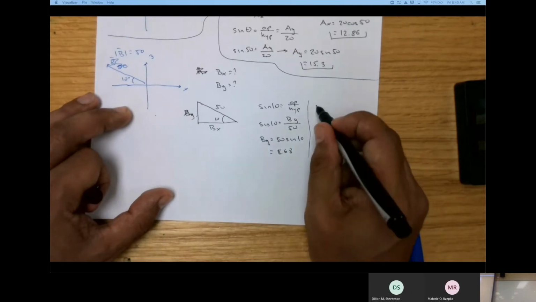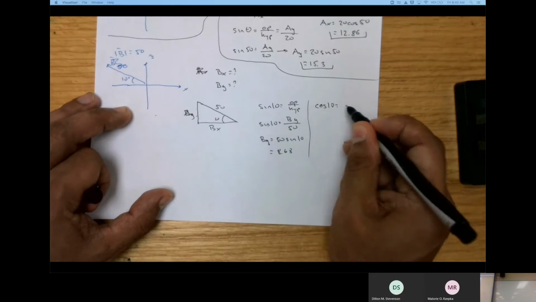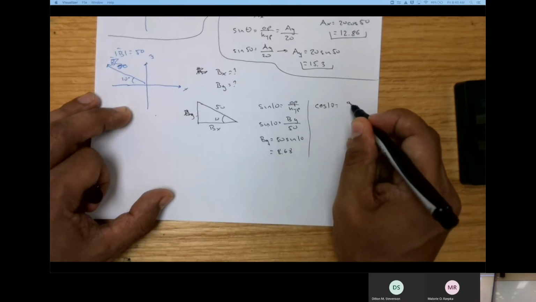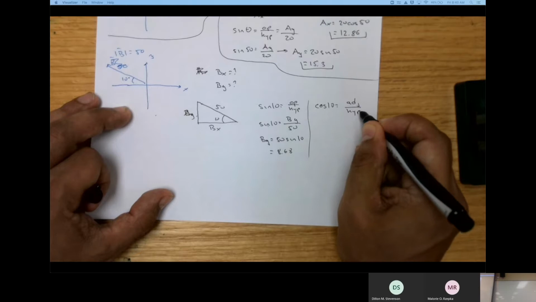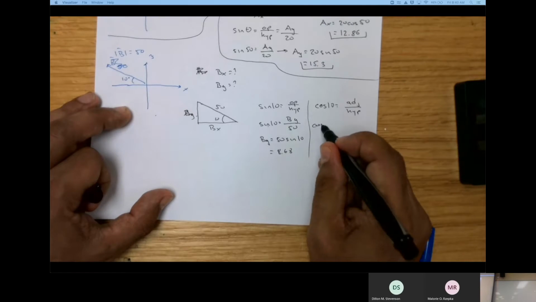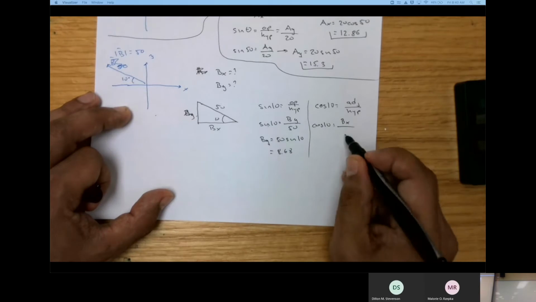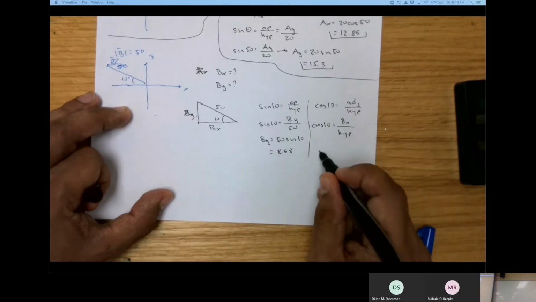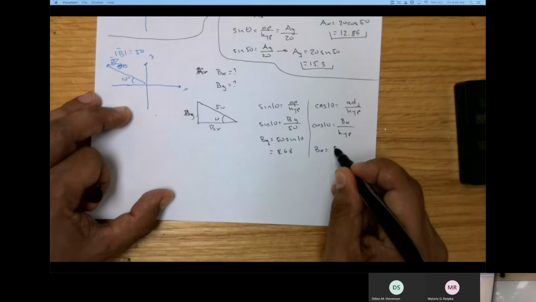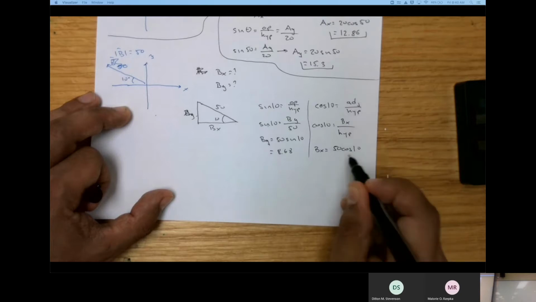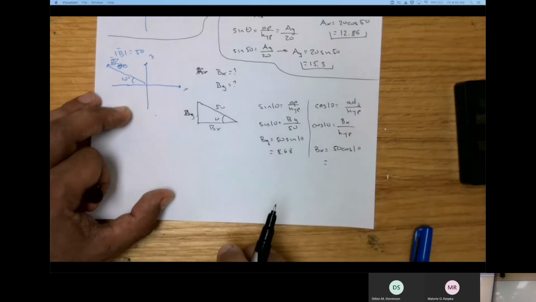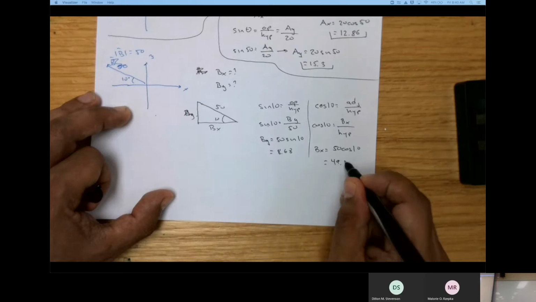So cosine of 10 is going to be adjacent over hypotenuse. Cosine of 10, the adjacent, I know that is going to be bx. And this will be hypotenuse. And then bx will be 50 cosine of 10. And Paige, what you got? I did not get that, hold on. Trinity? I got 49.2. 49.24, something like that. Okay.